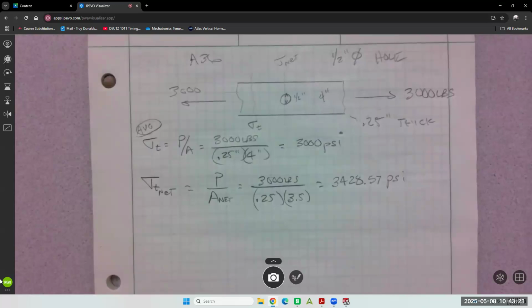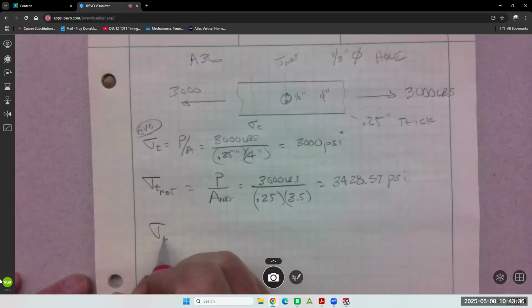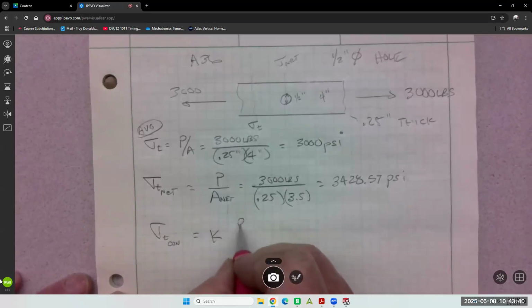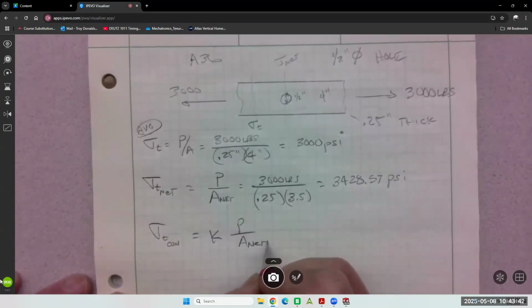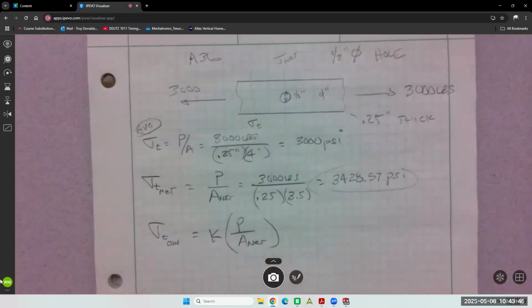Everyone good with this so far? All right, so that's one way to calculate. There's additional stress for sure, because there's less material, right? But now we need the final one, which would be the stress concentration, which is going to be K, P over area net. So we already have the P over area net. We just need to figure out this K thing.